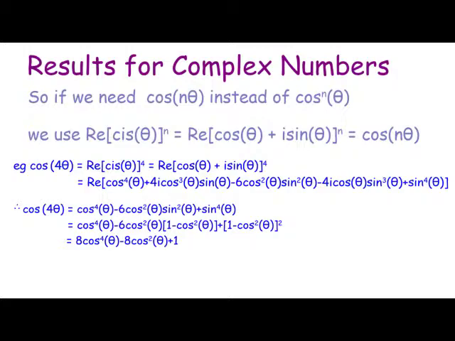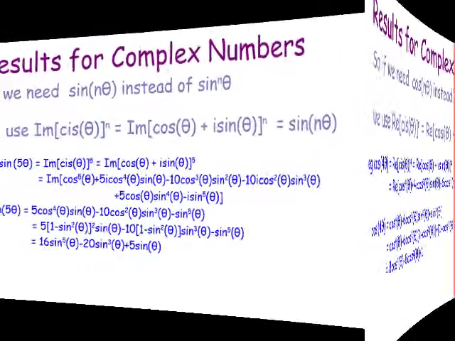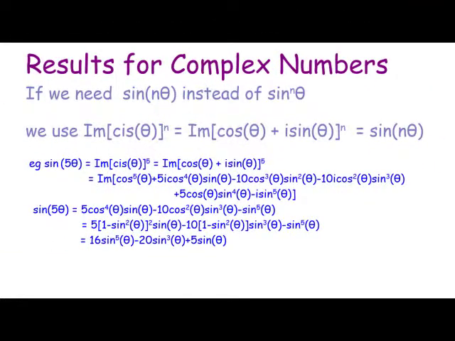Let's look at a result for sine now. Well, if we need to find the sine of n theta instead of the cosine of n theta, we've basically got to do a similar sort of thing. We now find the imaginary part instead of the real part of cis theta to the power n. And from De Moivre's theorem, we know that cis theta to the power n is cos theta plus i sine theta. So we now pick out, if you like, the imaginary terms from the expansion of cos theta plus i sine theta to the power n.